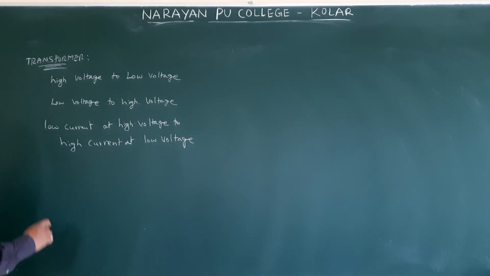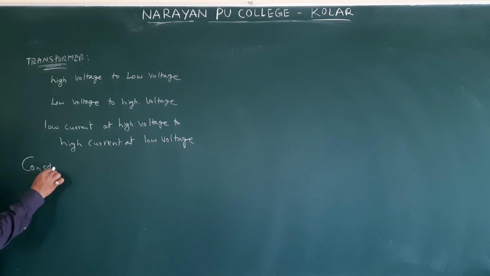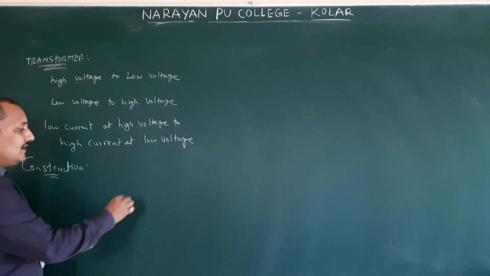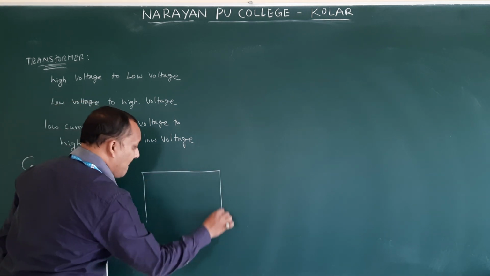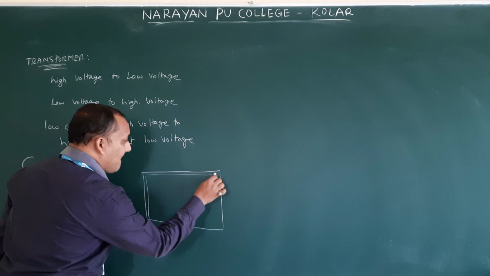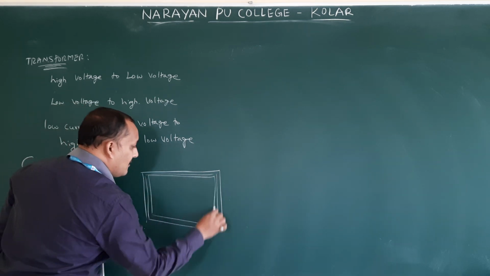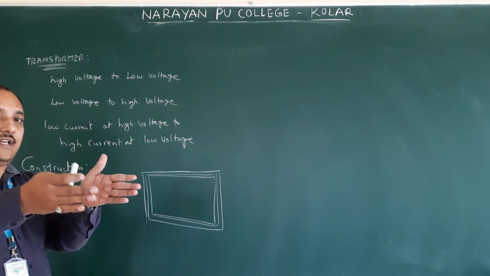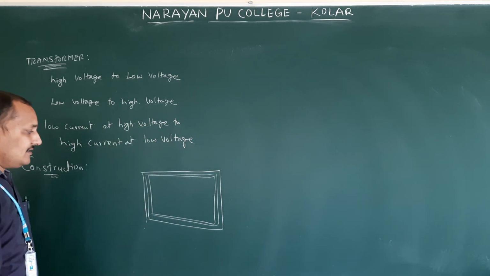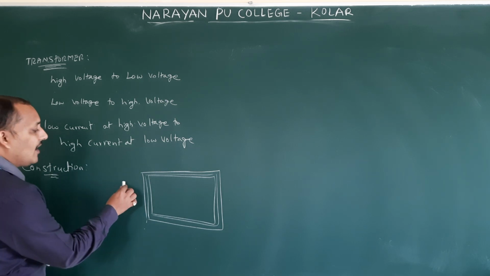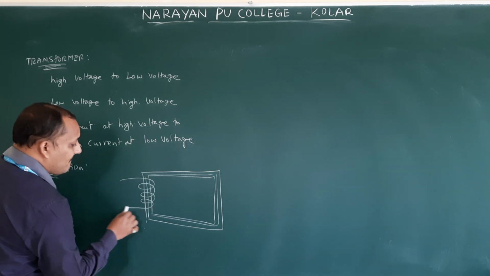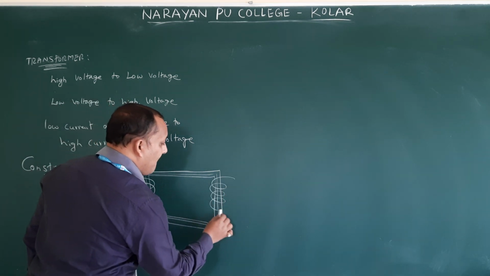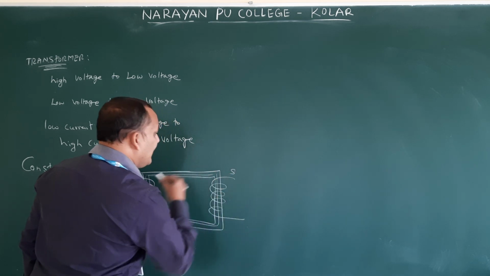Now what is the construction? In a transformer, one soft iron core will be there. Iron core means it is made up of soft iron. Many metal plates we arrange one on another like this, in a rectangular frame. On this, two coils, two wires, are wound. This is called the primary coil. This is called the secondary coil.